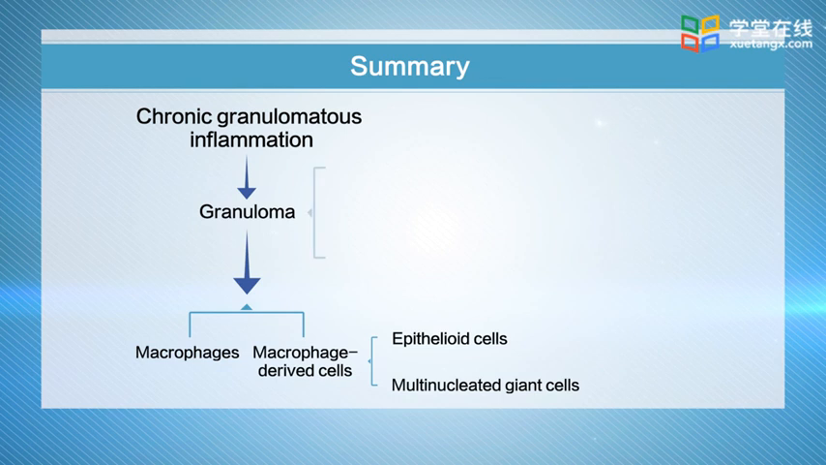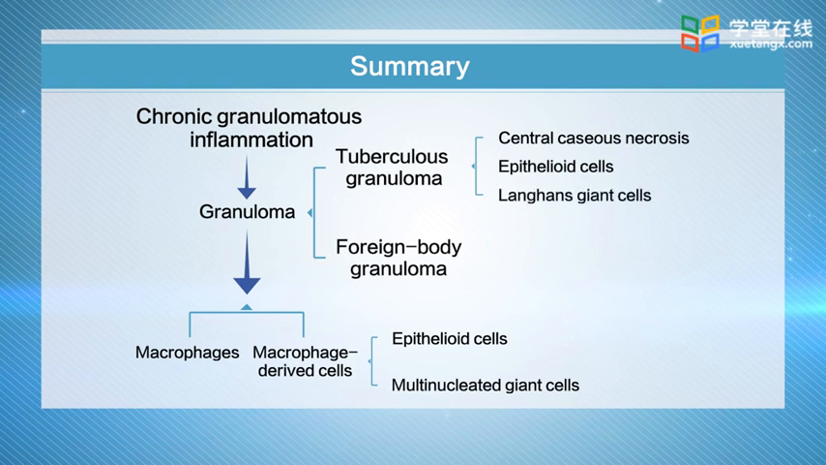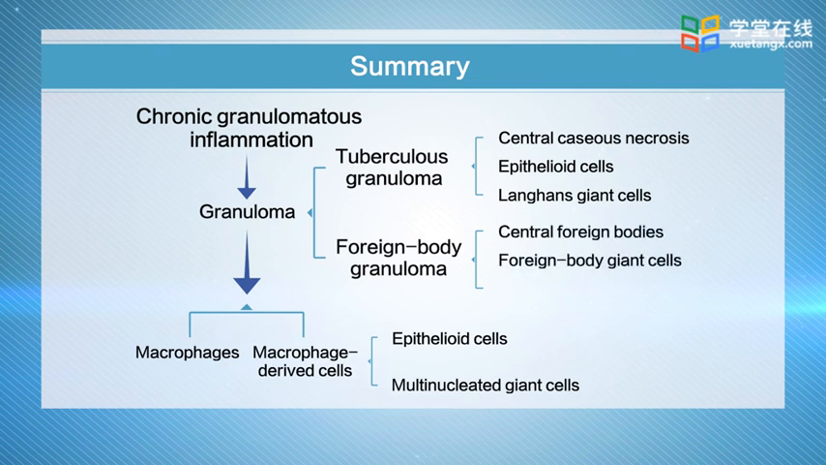In this session, we have discussed tuberculous granuloma and foreign body granuloma. Tuberculous granuloma mainly consists of epithelioid cells and Langhans giant cells with central caseous necrosis and peripheral lymphocytes. A foreign body granuloma is formed by foreign body giant cells and macrophages surrounding the foreign bodies and with a rim of lymphocytes. We have finished the online course of inflammation through 8 sessions.